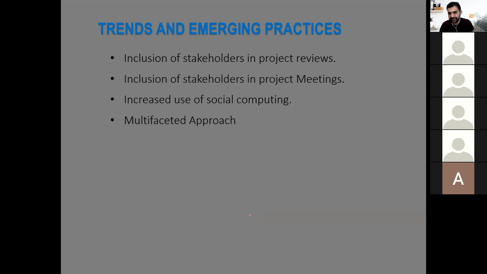Trends and emerging practices. Grace, can you please keep on reading? Inclusion of stakeholders in project reviews. Inclusion of stakeholders in project meetings. Increased use of social computing. Multifaceted approach. All these trends and emerging practices came from Agile. Like the first one, project reviews.